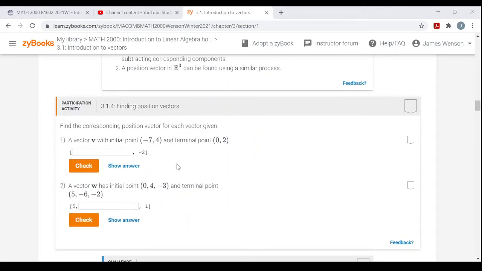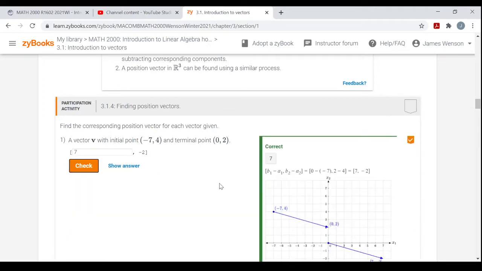So that's what they're doing here in the activities. So I'll just do this first one. A vector v with initial point negative 7, 4 and terminal point 0, 2 has what components? All right, so again, you do terminal minus initial. So you see that 2 minus 4 for the second coordinates gives me the second component. 2 minus 4 is negative 2. They already wrote that. I'm just writing the first component. 0 minus negative 7 be 0 plus 7, or just 7, positive 7 there.